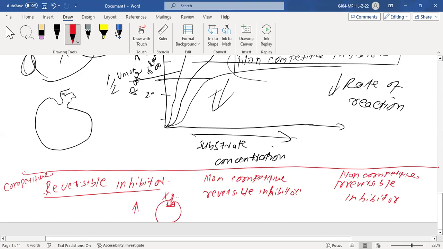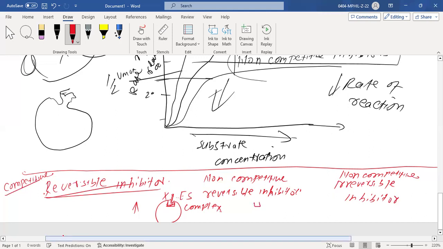An inhibitor bound at the active site forms a complex with the enzyme. Increasing the substrate concentration will break this inhibitor complex and favor the ES complex. This is one way, and we call it a competitive reversible inhibitor.